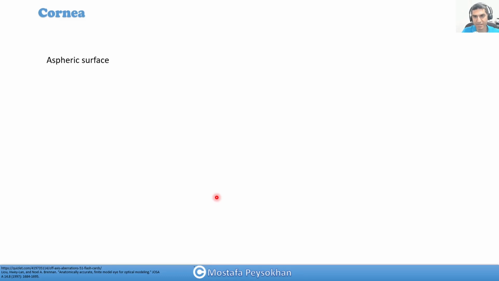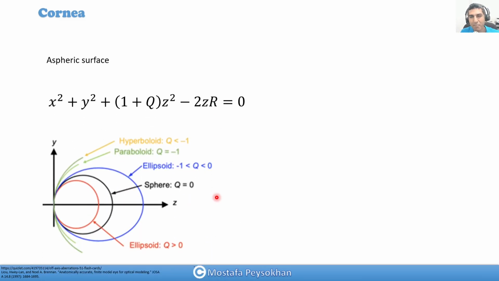As I said, it's an aspheric surface, and the mathematical equation that we use to explain this aspheric surface follows this equation. In order to define an aspheric surface in a very simple way, when it is completely symmetrical around Z, we just define two parameters. One of them is Q, the other one is R. Q is a parameter that we call asphericity.